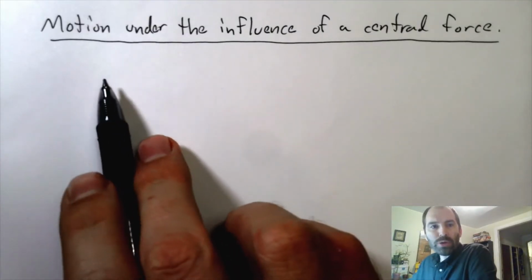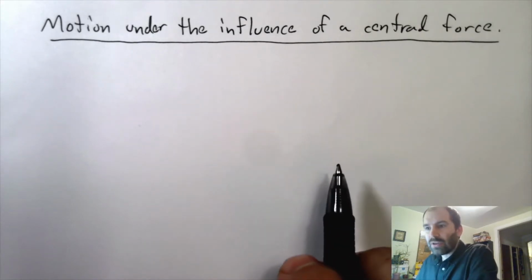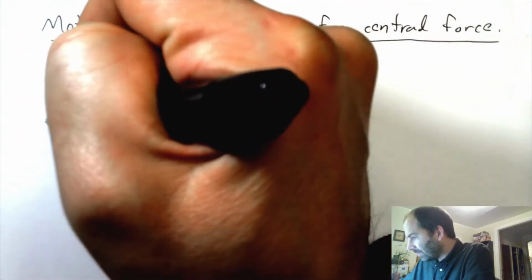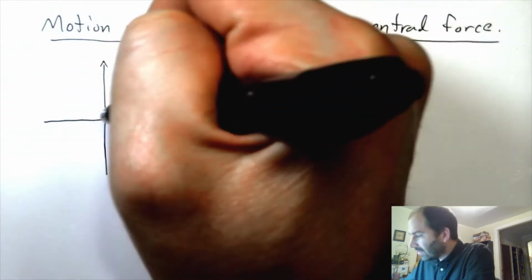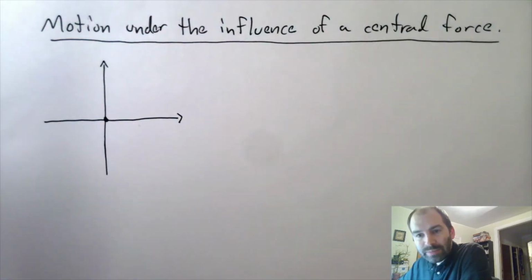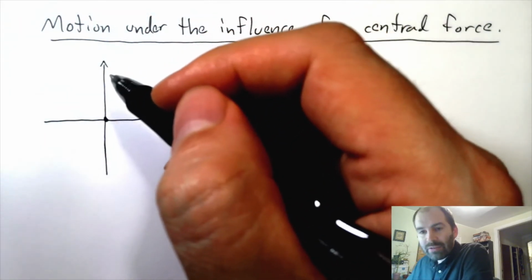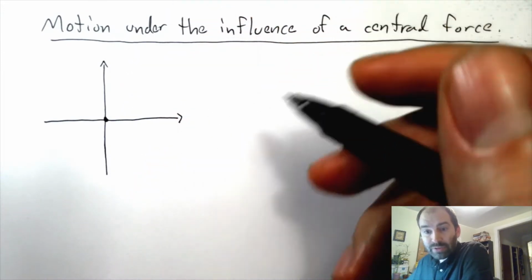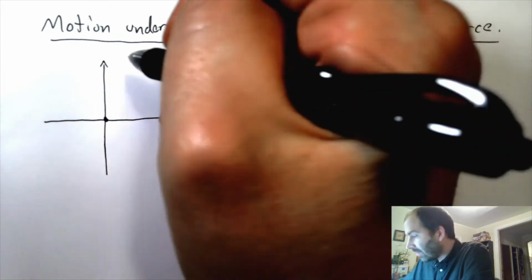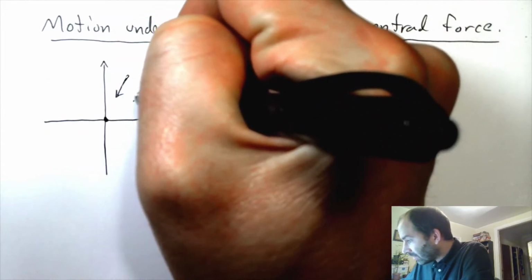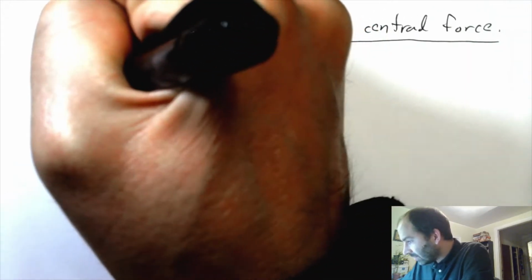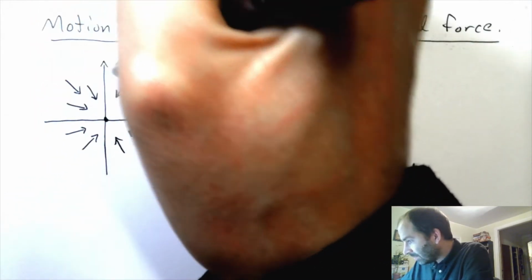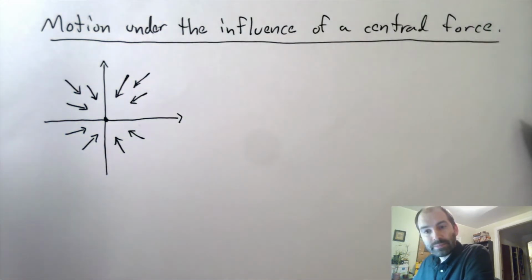All right, so motion under the influence of a central force. What we're going to do is set up a coordinate system. Okay, and we're going to imagine that the source of the force is right at the center of our coordinate system. And so that means if we imagine the force vector field, the vectors that describe the direction that the force is pointing, all those force vectors are pointing directly towards the origin, right? And so we're really thinking about a force vector field here.